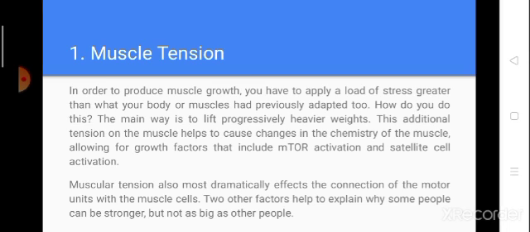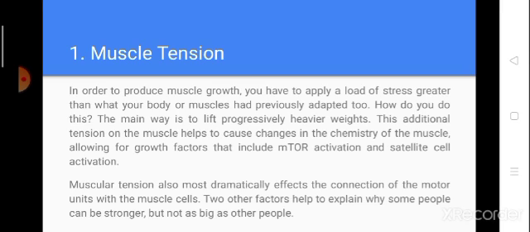Muscle tension also most dramatically affects the connection of the motor unit with the muscle cells. Two other factors help to explain why some people can be stronger but not as big as other people.